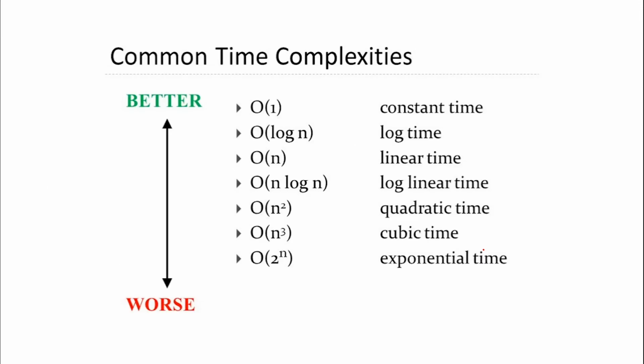So the common time complexities are the constant time complexity, log of n, where n is the data size value, then linear time complexity, log linear time complexity, quadratic time complexity, cubic time complexity, and exponential time complexity. And we can see that the best one is the constant time complexity, where it is independent of the data size value. Then we have the log time complexity, then linear time complexity, and so on.